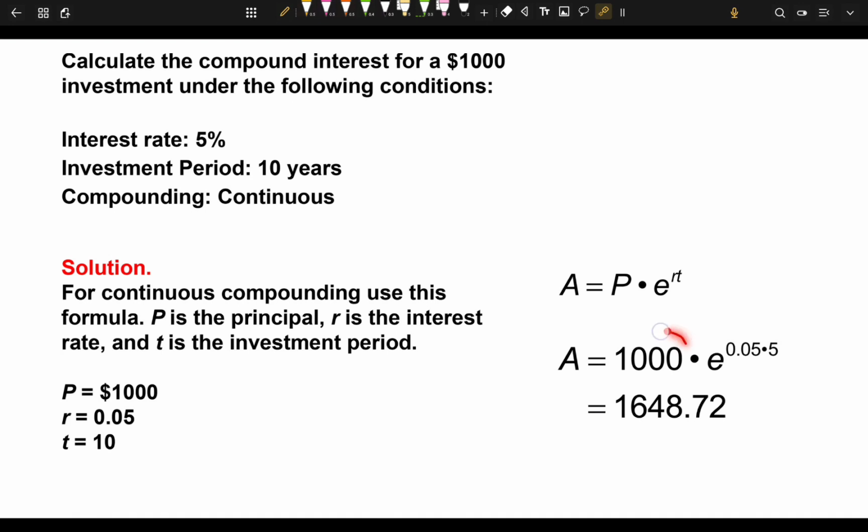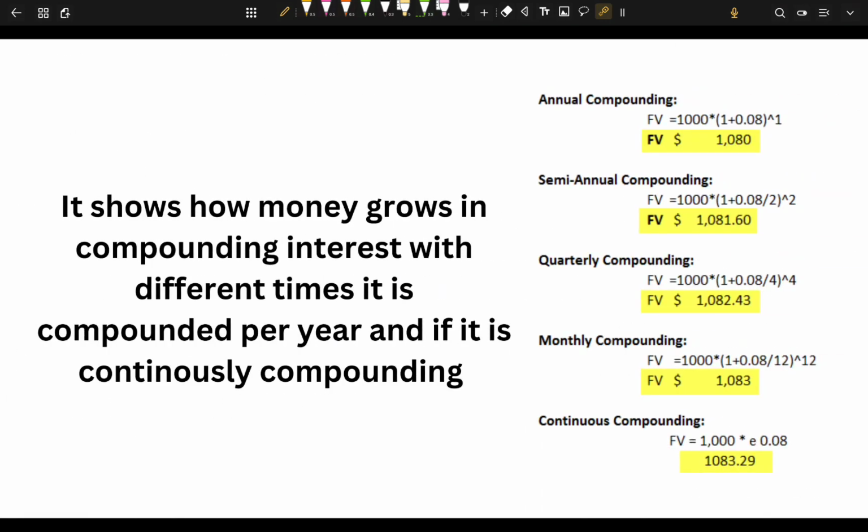So, we have the principal of $1,000. Yung e natin, ito po yung exponential function natin na kung saan ginagamit po. No? So, exponentially growth yung ating pera dahil nga po approaching tayo sa infinity. So, e raised to 0.05 times 5. So, we gained $1,648.72. Okay? I hope na may natutunan kayo doon ha. Yun lang naman yun. Napakadali.